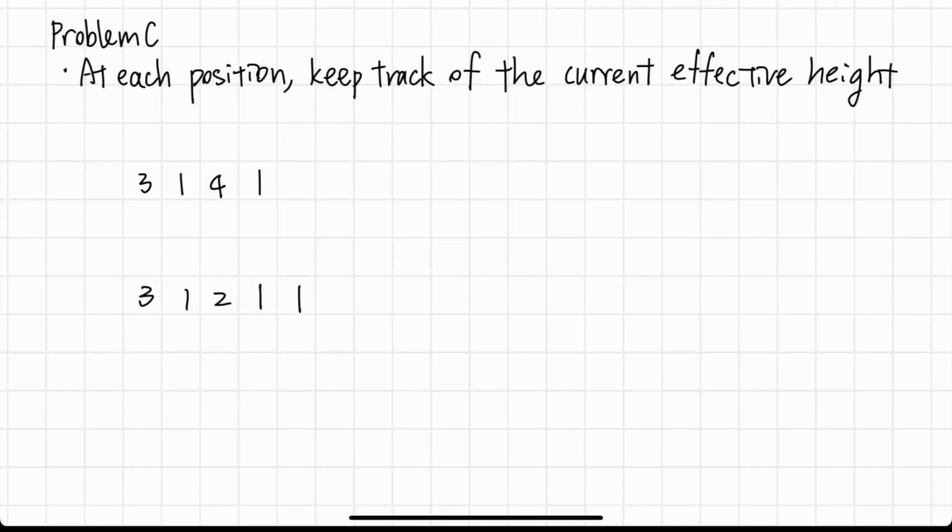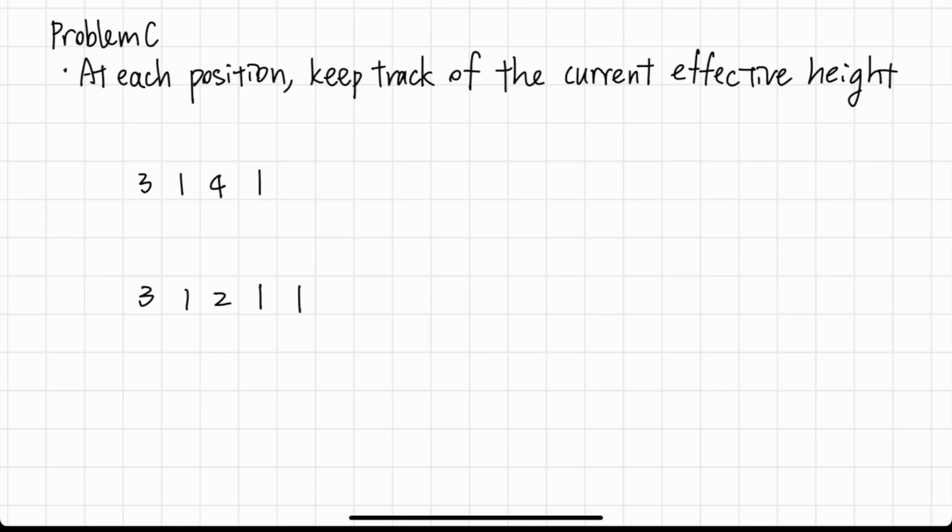So how we can do this problem is at each position, we can keep track of a current effective height. And by this, I mean that maybe at a position I, the effective height is still 2, then that means that it would still hit values in 2 coordinates after it. So we can look at an example to make this more clear.